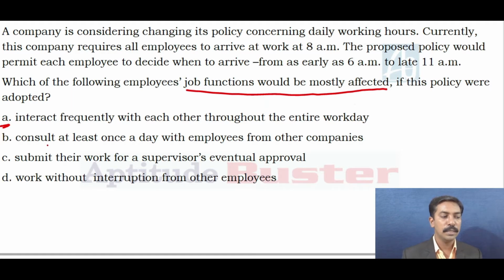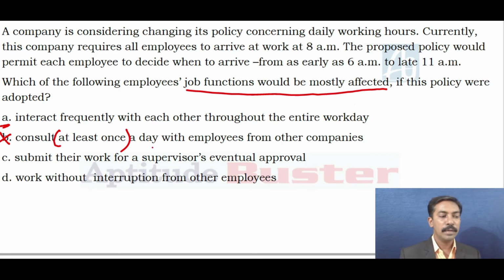Look at the second option. Consult at least once a day with employees from other companies. The option says consult at least once. If the employees report anywhere between 6 a.m. and 11 a.m. and if the requirement is to consult at least once, yes, they can consult at least once a day because they have enough time. From this we can understand this is not a job function that's going to be mostly affected. They can very well consult once in a day, even if they report any time between 6 and 11 a.m.